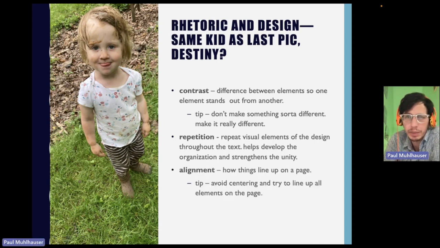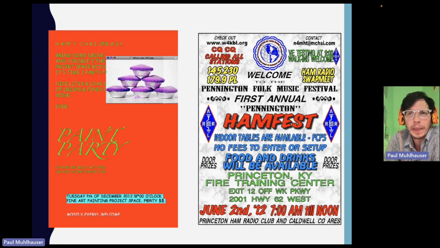Alignment, it's how things are lined up on a page. Avoid centering and try to line up all elements of the page. Don't center align anything right now, okay? Just work on left alignments or right alignments, and you'll see how that's going to make you a stronger designer. Now, these do not practice CRA yet, contrast, repetition, and alignment. I guess that's the acronym we're going for.